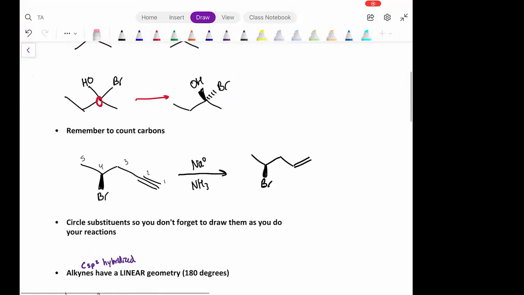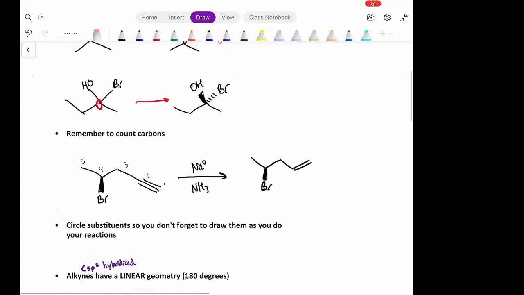One more thing to do is to circle your substituents so you don't forget to draw them as you do your reactions. So obviously when some molecules get more complicated, we might have tert butyl groups, we might have other substituents. If the reaction isn't necessarily occurring at that substituent, it's really easy to forget to include that.